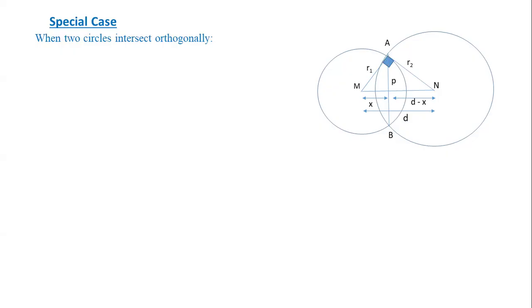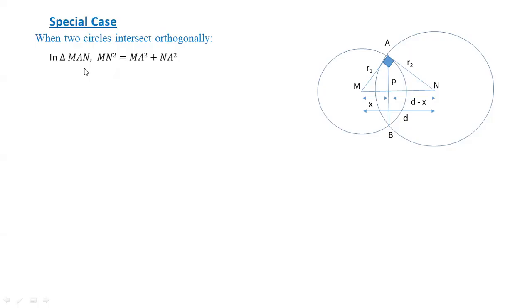So here the angle is 90. That is a special case of this. When that angle becomes 90, then MAN becomes a right angle triangle. Once it's a right angle triangle, we can apply Pythagoras theorem, and MN is D, and A is R1 and R2. So R1 square plus R2 square should be D square.